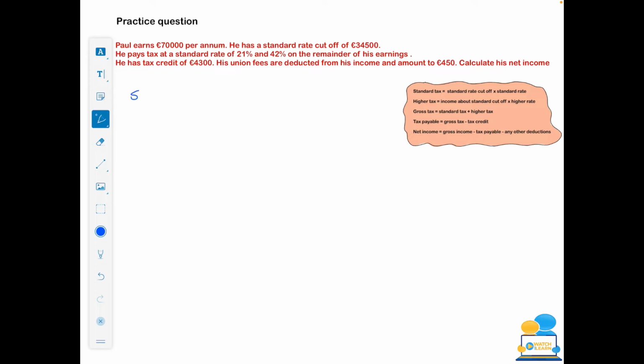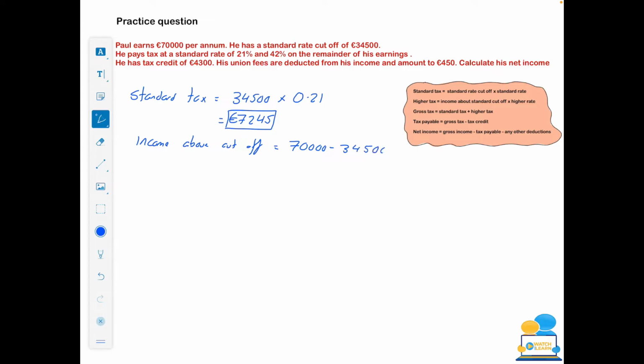So first we're going to have to calculate his standard tax. Okay, so standard tax is the cutoff point, which is 34,500, multiplied by the standard rate, which this time is 21%, so 0.21. That gives me 7,245. Okay, I'm going to put a box around that. We're going to come back to that in a minute. Then we're going to calculate his income above cutoff. So how much more does he earn than the cutoff? He earns 70,000 in total. We'll subtract the cutoff.